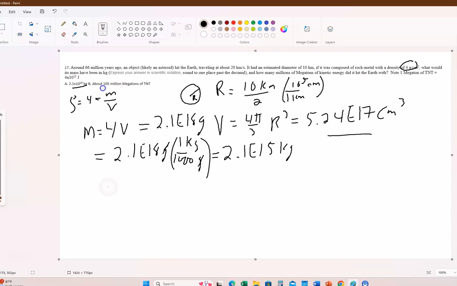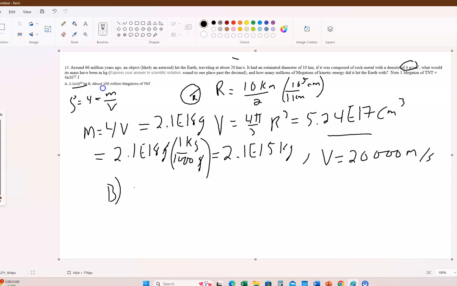So for part B, they want us to, well, let me do one more thing as well. The velocity. Notice the velocity is right there, 20 kilometers per second. That has to be in meters per second. So that's really 20,000 meters per second, right? Because 1 kilometer is 1,000 meters.